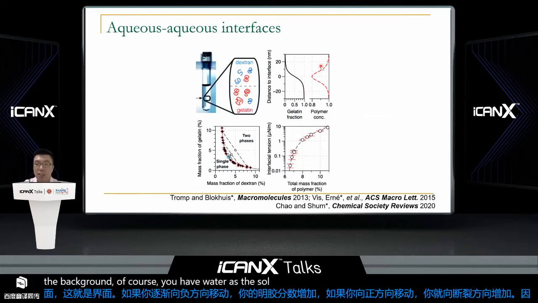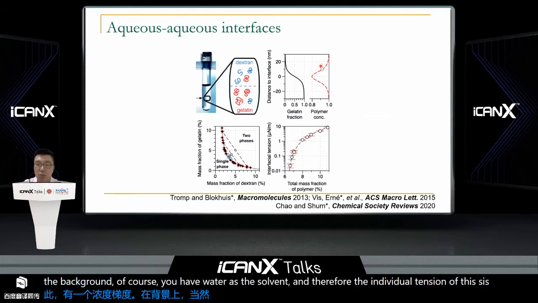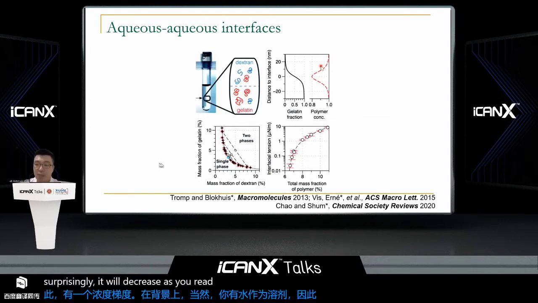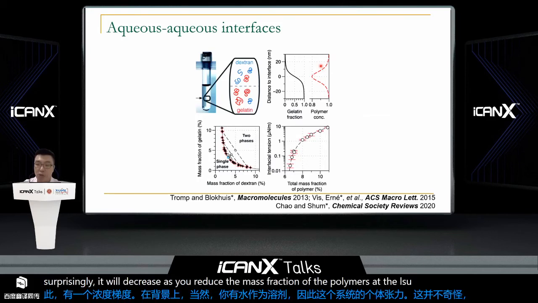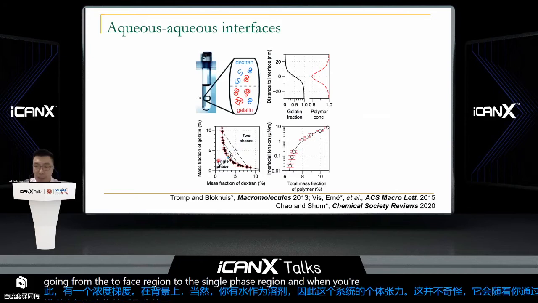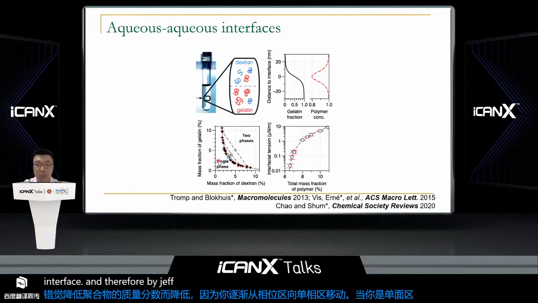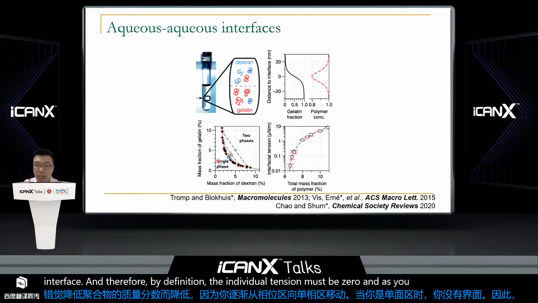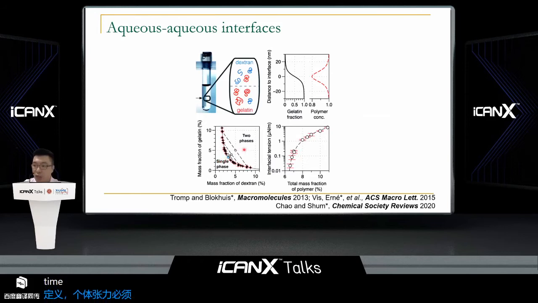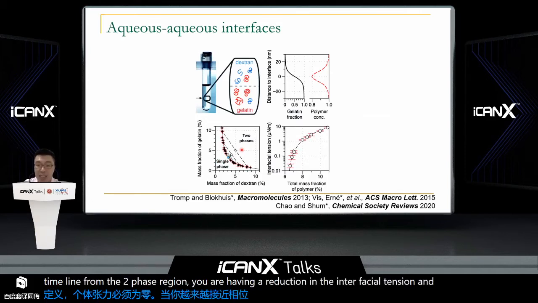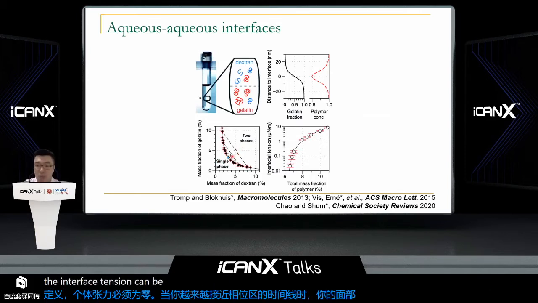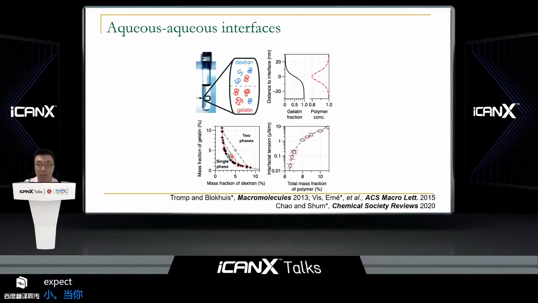And therefore, the interfacial tension of this system, not surprisingly, will decrease as you reduce the mass fraction of the polymers by dilution, because you're gradually going from the two-phase region to the single-phase region. And when you're at the single-phase region, you do not have an interface, and therefore, by definition, the interfacial tension must be zero. And as you get closer and closer to this tie line from the two-phase region, you have a reduction in the interfacial tension. What that means is that the interfacial tension can be extremely small. And when you have that extremely small interfacial tension, you may expect different interfacial behavior.